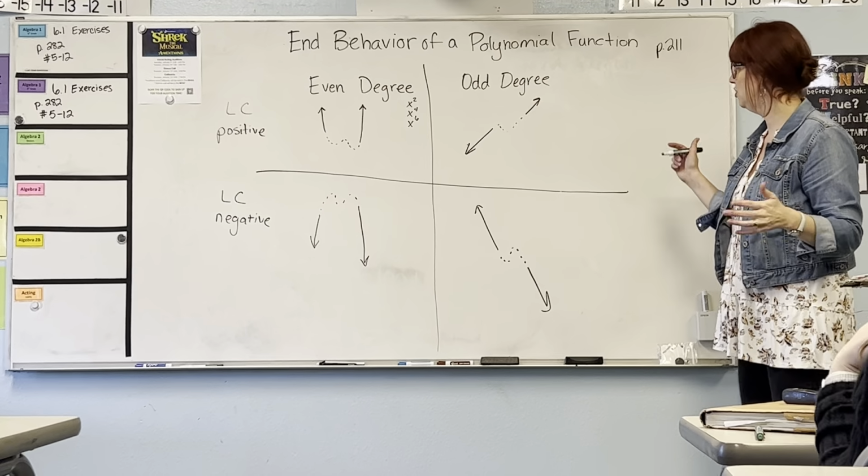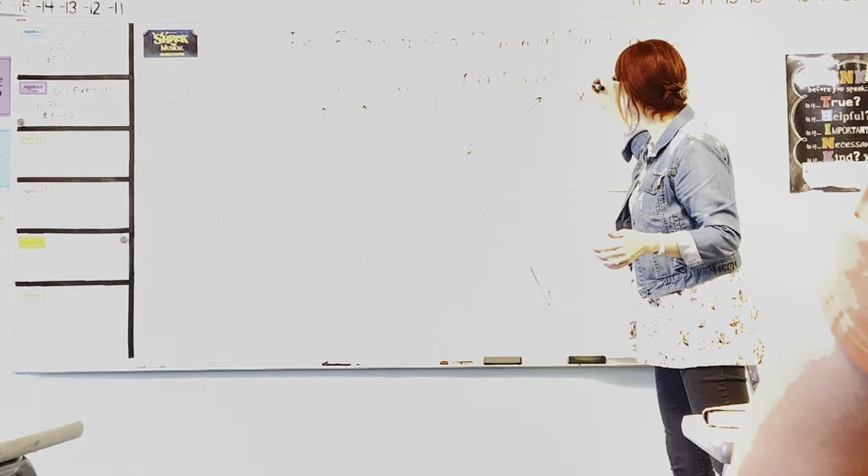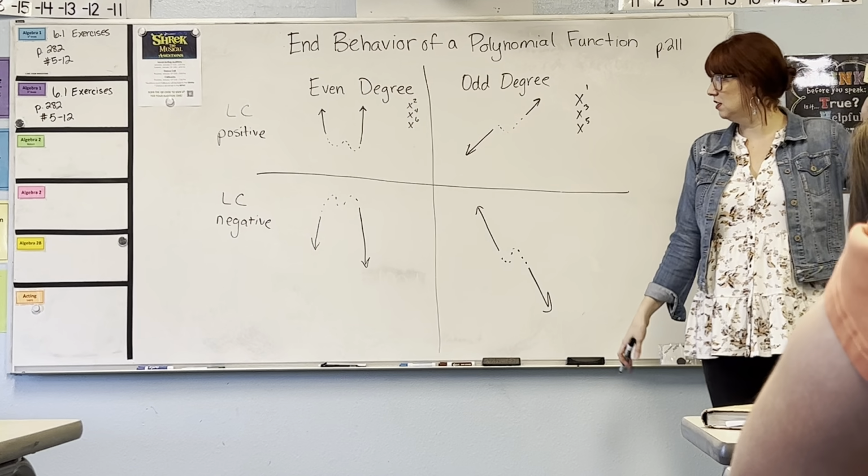You follow-ish? Easy. So odd degree would be like x to the 1st power, x to the 3rd, x to the 5th. We'll always be going in opposite directions.